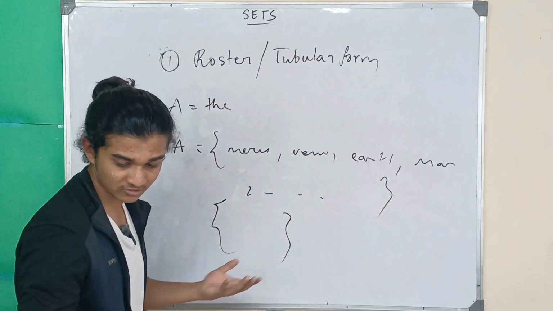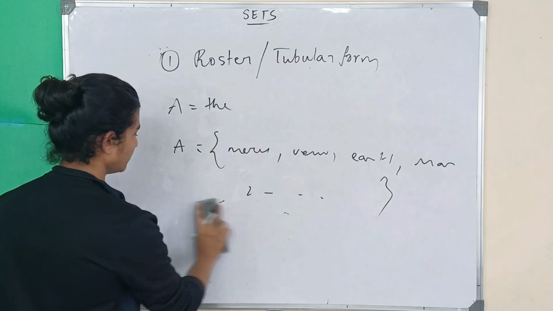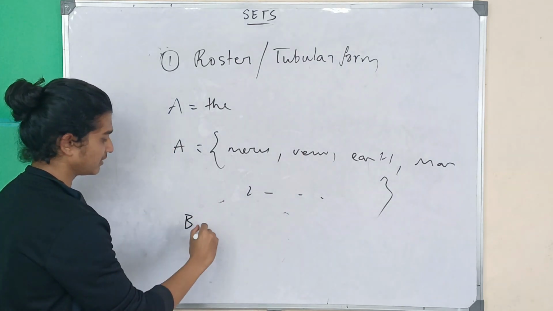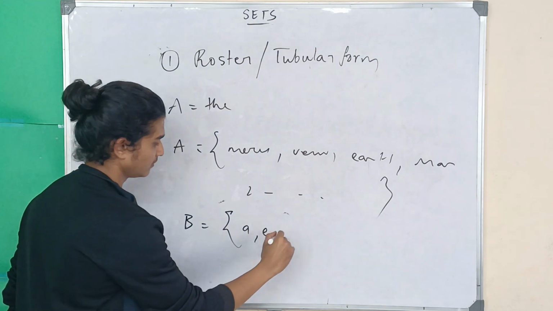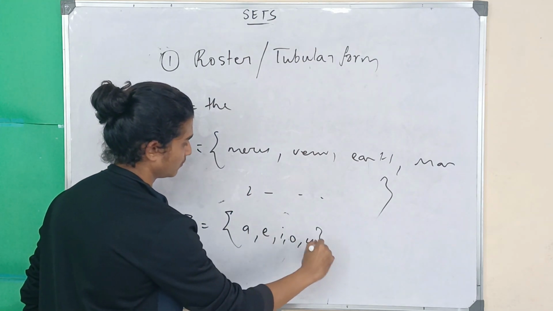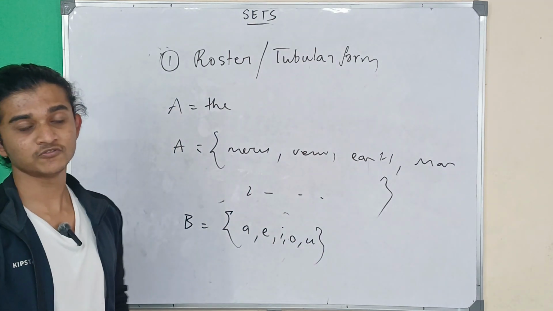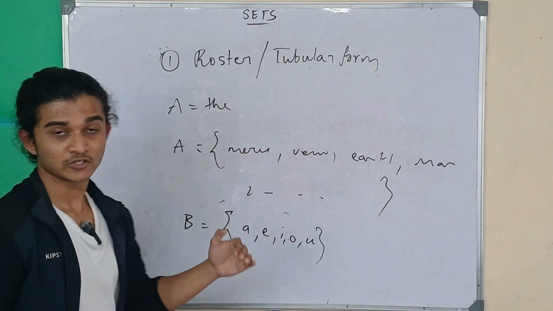So for example, if I say a set of all the vowels in the English alphabet, it's going to be written like this. Set B equals {A, E, I, O, U}. So this is how you represent a set in roster form. This was the first form. Now let us see the next one.